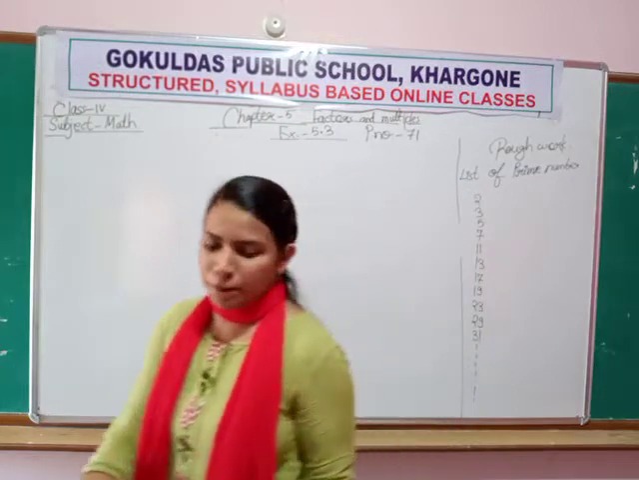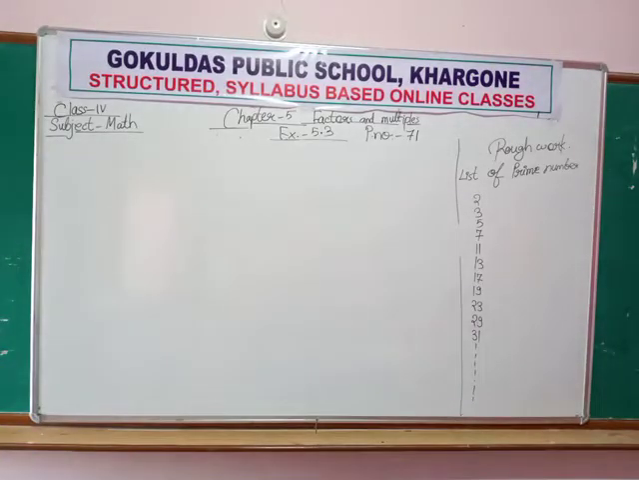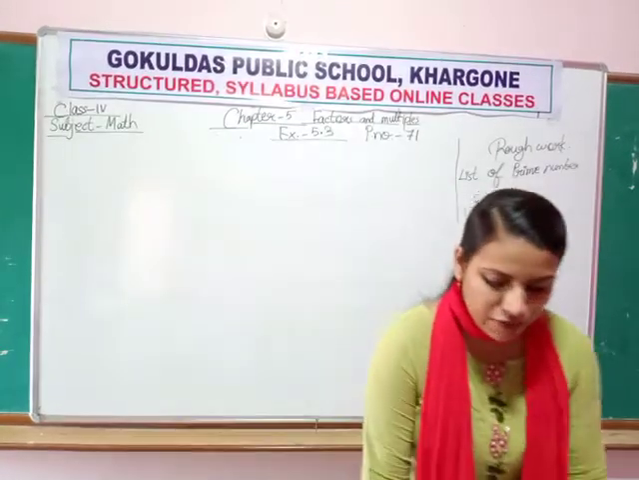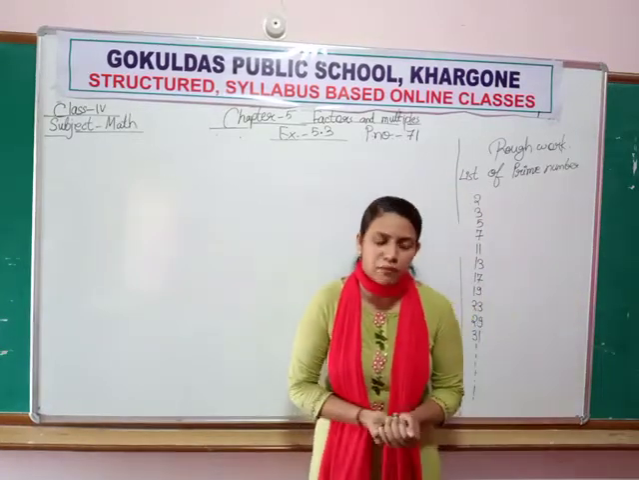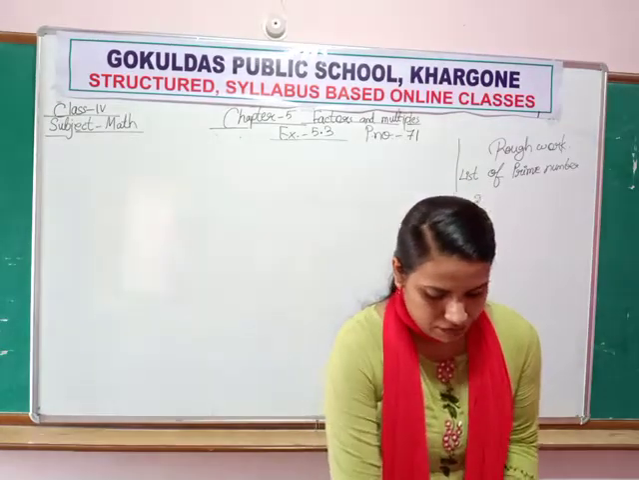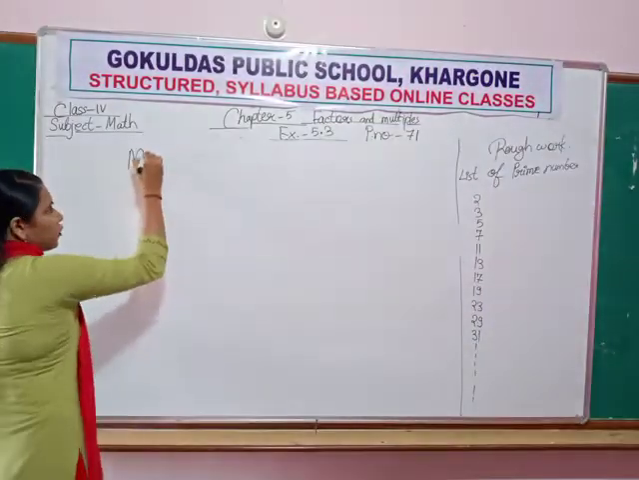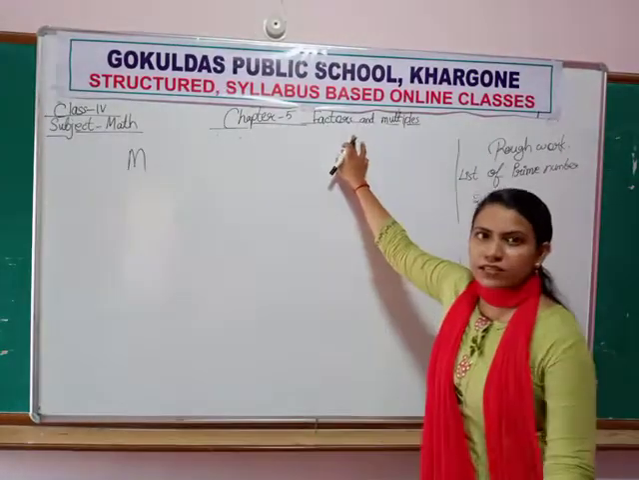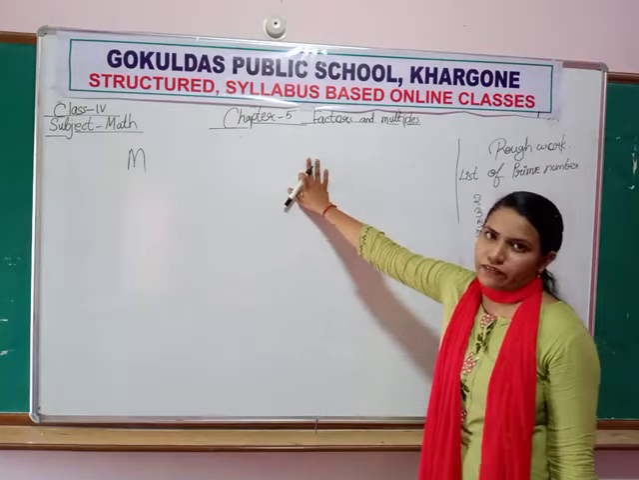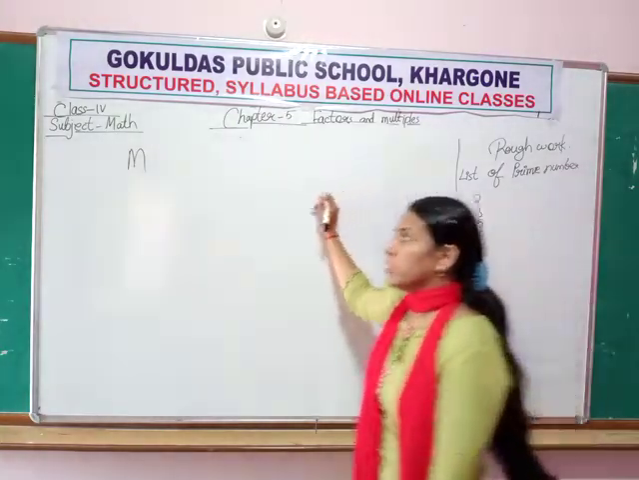I hope now you know how to judge whether a number is even or odd. In the next class we will cover the topic multiples. I am giving you a hint: multiple is nothing but the table of a number. We have covered the topic factors of chapter 5, and now we are moving towards multiples.